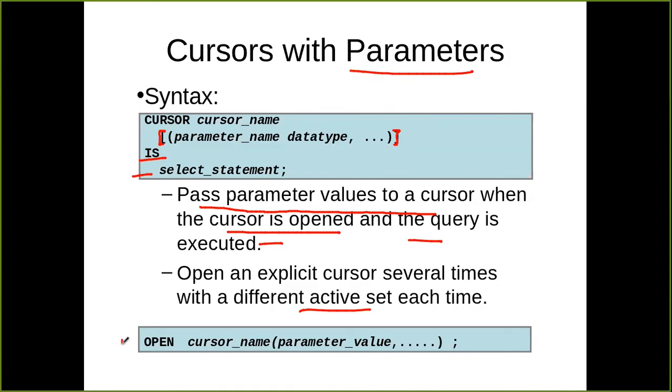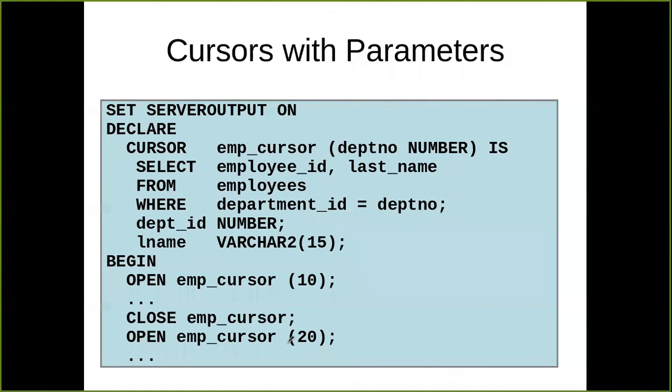So how to pass the value? You can use the open statement. Whenever you use the open statement to open a cursor, the cursor name will be passed along with the parameter values in parentheses. So this is a very simple syntax. Now let me show you one example.